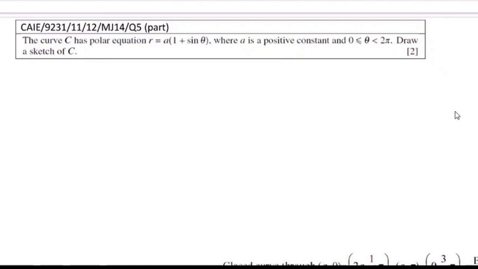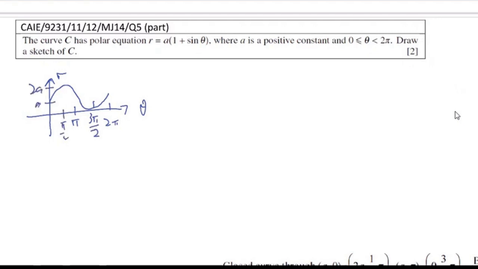Of course, one tip for sketching this kind of curve is that for a polar equation that has these trigo functions, we could always look at the behavior of r first. So for this one, we could sketch the graph of r against theta first, like what we do in our usual trigo graph. So we know that this is the behavior of r. This is pi, this is 2 pi, and so on. And of course the values that we have here are a and 2a. So we know how r goes as theta goes.